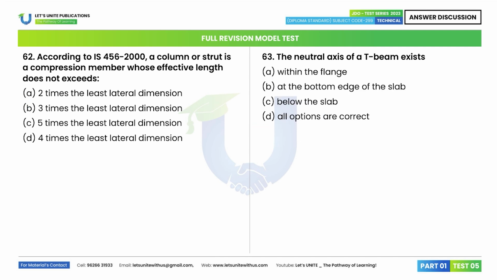62nd question. According to IS 456-2000, a column or strut is a compression member whose effective length does not exceed 3 times the least lateral dimension. Option B. 63rd question. Neutral axis of a T-beam exists within the flange, correct than; bottom edge of slab, correct than; below the slab, correct than. So option D, all options are correct.